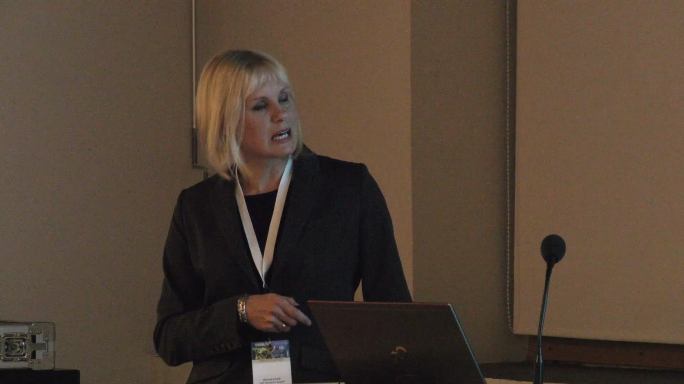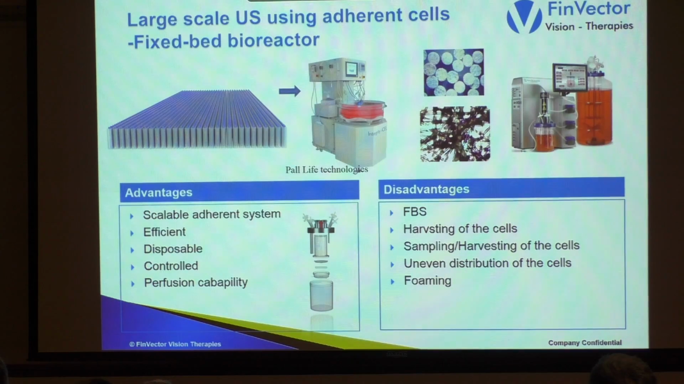So what is that giving us? It is scalable. It's efficient because one or two operators can now handle what would be thousands of bottles, if we compare that to culture area. It's disposable. Disposable matters when we go to GMP, because we really don't want to do cleaning, or at least we don't want to do the cleaning validation. So everything that is disposable is an advantage. It's controlled, and we can now get perfusion working. When we have an adjuvant system, we still have FBS.